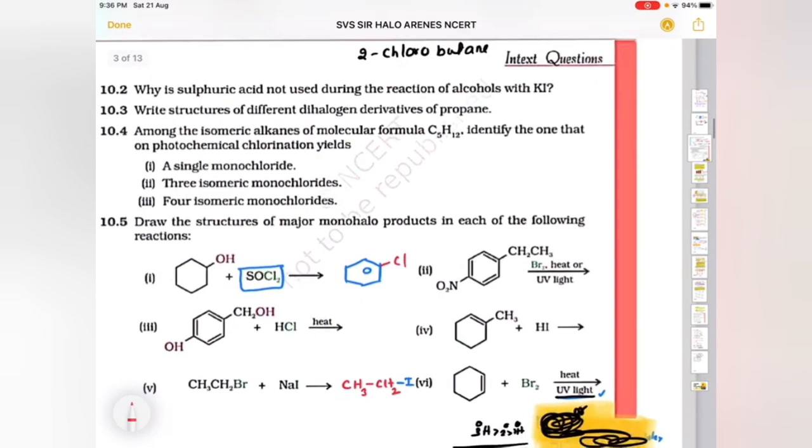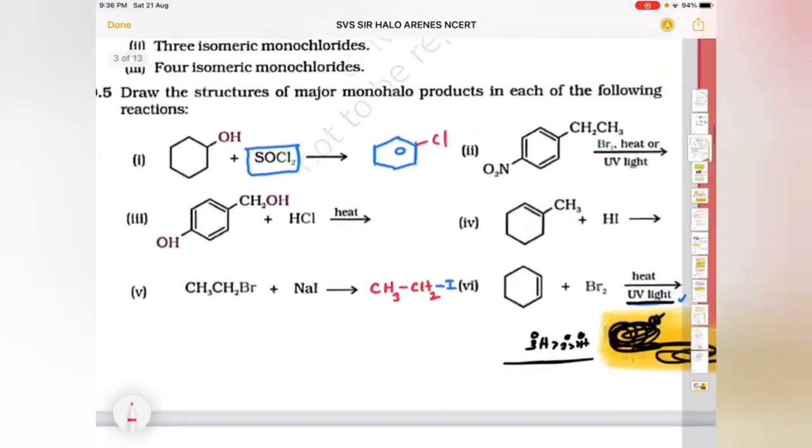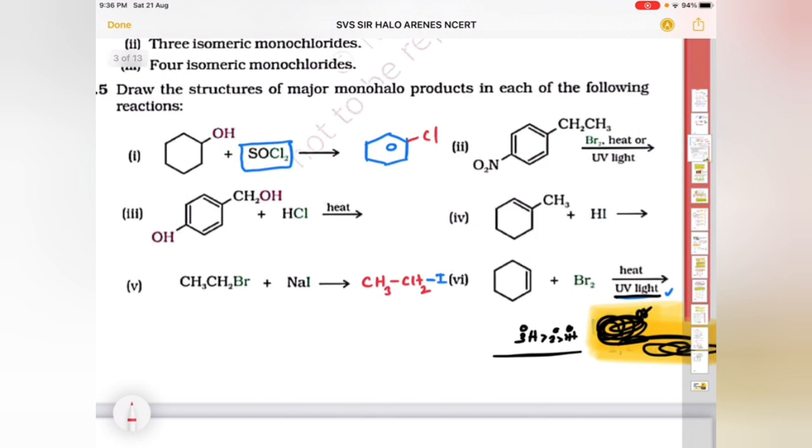Next, let us see from NCERT. SOCl2 is a halogenating agent. PCl3, PCl5, SOCl2 are halogenating agents. Just in the place of OH, we are substituting Cl. So we are getting Cl here.